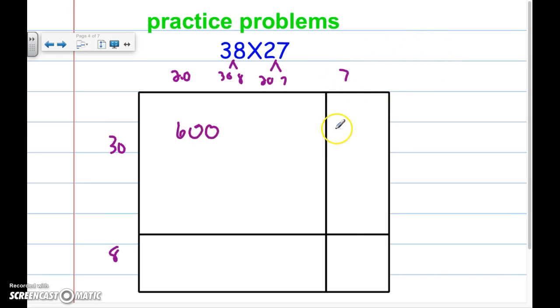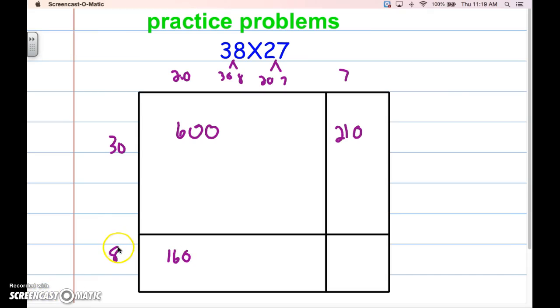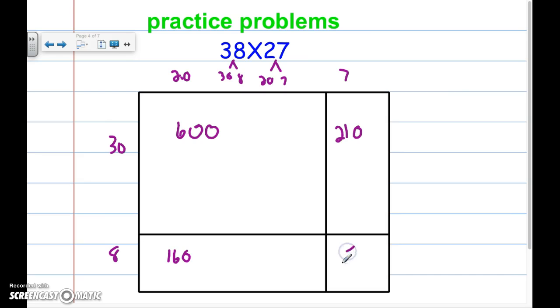So that's going to be 3 times 7 is 21, and put a 0 on the end. That's 210. Then I'm going to go 8 times 20. So 8 times 2 is 16, and then put a 0 on the end. Then my last step is going to be 8 times 7. So 8 times 7 is going to be 56. So then I'm going to put a 56 right here in this box.